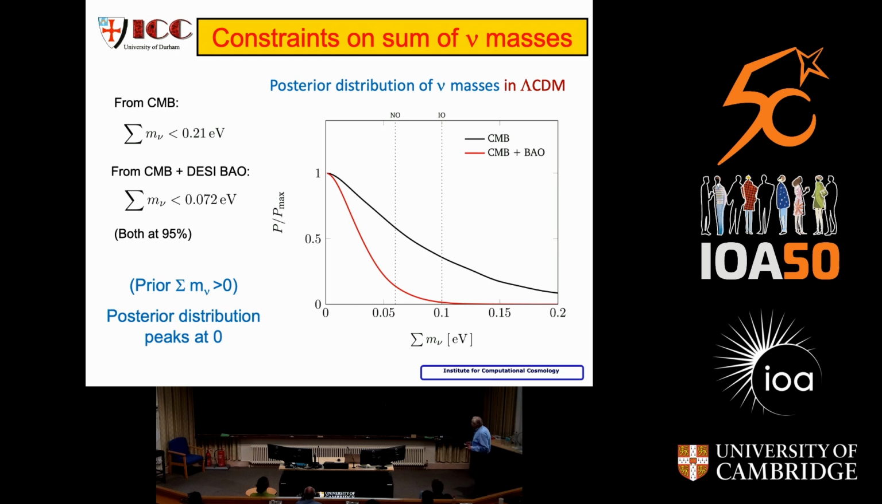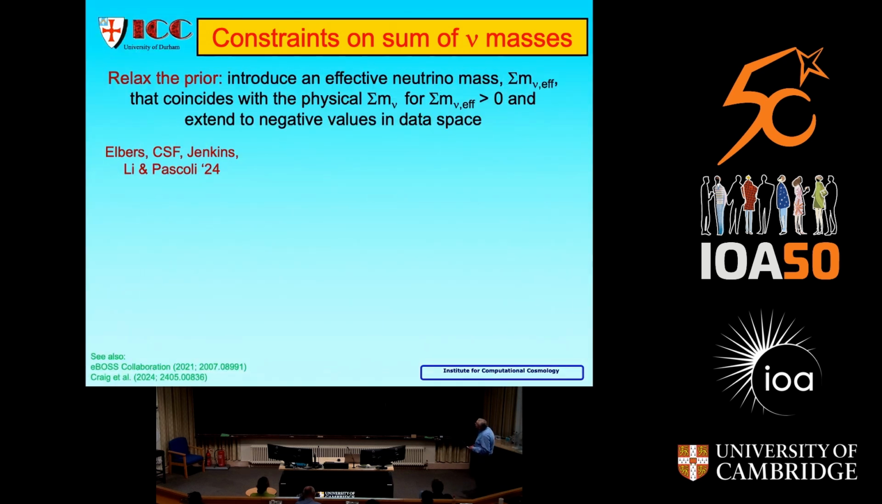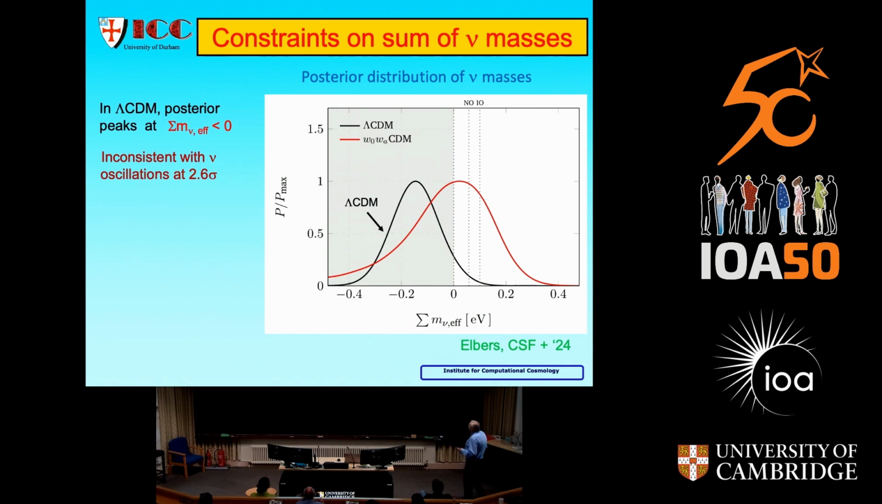So in a paper that came out last week, led by my postdoc, Willem Elbers, we said, well, let's relax the prior. Let's introduce an effective neutrino mass, which if it's positive, we'll interpret as a neutrino mass. If it's negative, we'll just interpret it as some parameter of the model that has no physical significance. And then we can do the calculation properly and see what the posterior looks like. And the results are quite interesting. And here is what you get for the posterior for lambda CDM if you relax that prior.